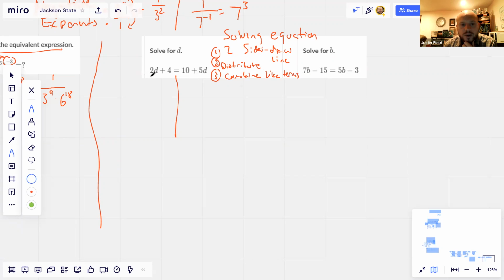If there were like terms on either side that could be combined, then we could combine them. But hopefully you noticed that on the left side, there's not like terms. One of them has a variable and the other does not. On the right side, there are not like terms. One of them has a variable and the other does not.